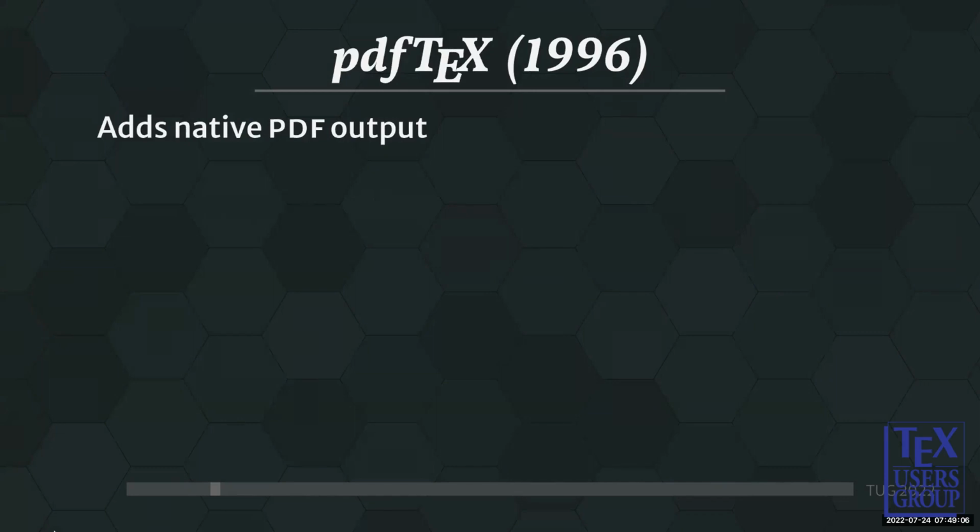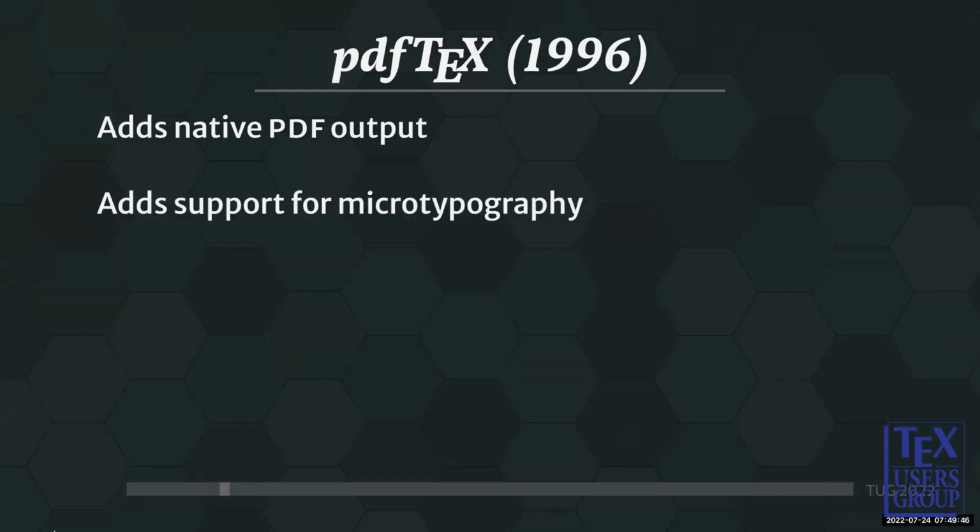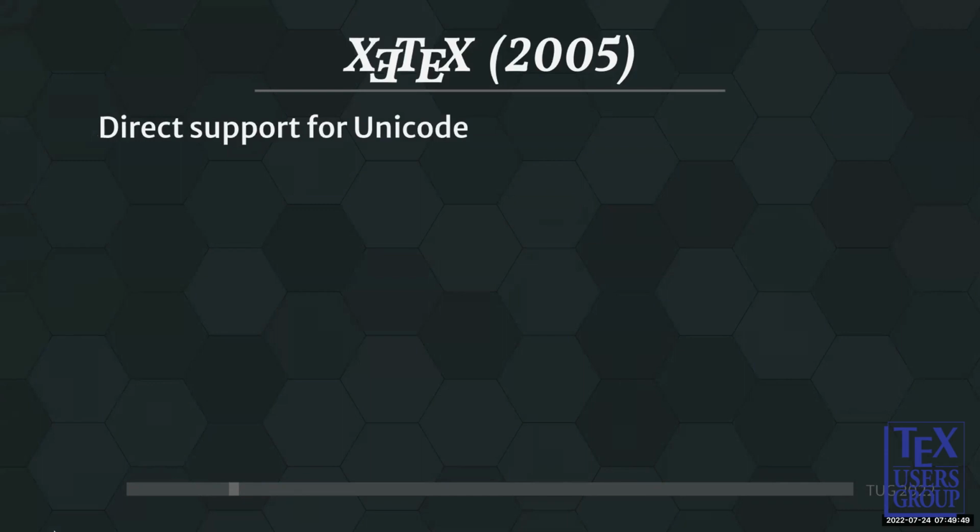The next engine that we are interested in today is pdfTeX, which was released in 1996. Its biggest addition is native PDF output, which is huge these days because almost all the documents you find are in PDF. It also adds support for microtypography of the individual glyphs in a font to produce better justification. And it really does make a very big difference in getting a good paragraph break.